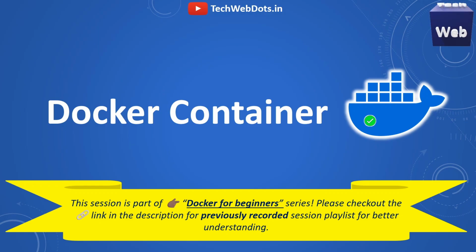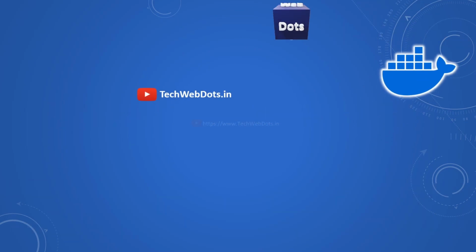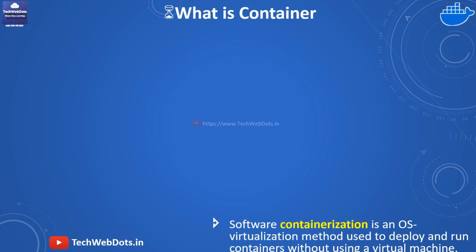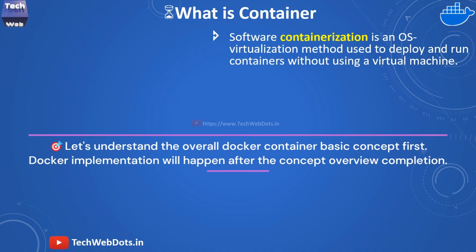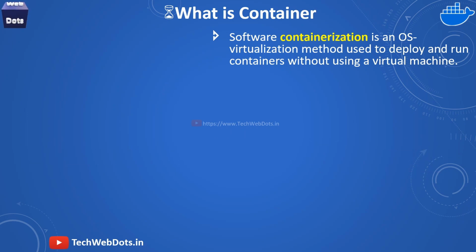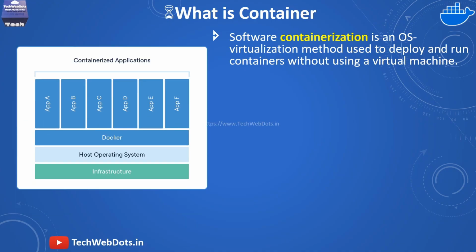To understand in detail what a Docker container is, there are a few things you need to understand about containerization, because now we are understanding a container. Software containerization is an operating system virtualization that we have seen, which is also available with the hypervisor. It is a method used to deploy and run containers without using a virtual machine.